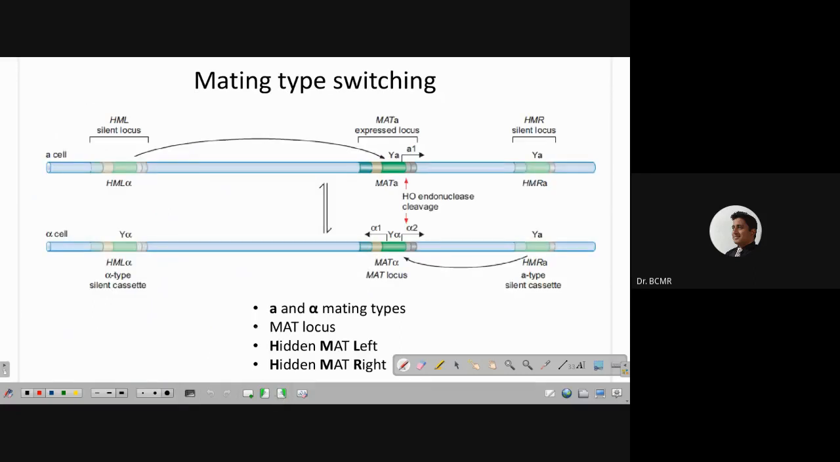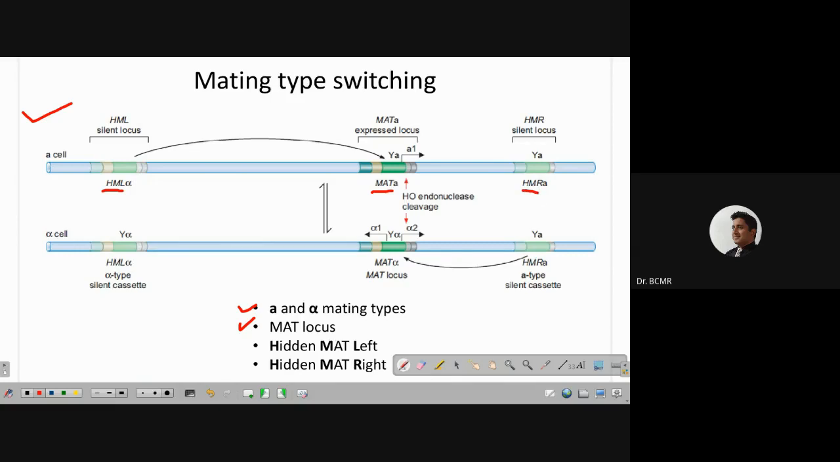So now I'm trying to describe how an A-type cell changes to an alpha-type cell, or an alpha-type cell changes to an A-type cell. Okay, so let's just see the genetic architecture of that region. In that place, there is a MAT locus. So there are two mating types. This is the MAT locus. On the other side that you're seeing is called HML, and the other one on the other side you have as HMR.